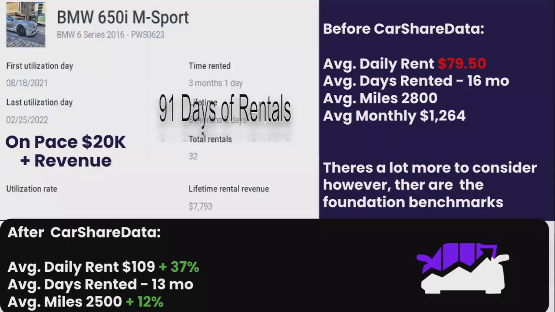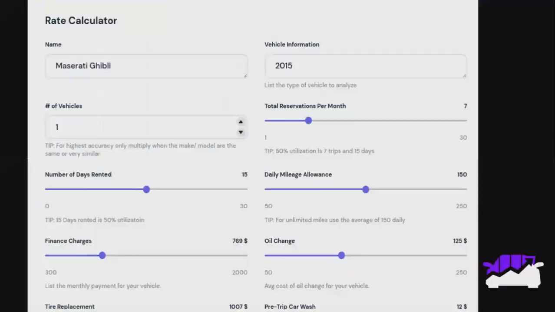BMW 650, average daily 79.50 before, up to 109, 37% increase. Average days 16 before, down to 13, but we shaved off the 3 extra days that were just costing us money and costing us miles. We shaved off 12% better mileage on this one. You can see we had 91 days rented at 77.93, on pace for a $20,000 revenue year. But this will get better and better every single month that we continue to utilize the data.